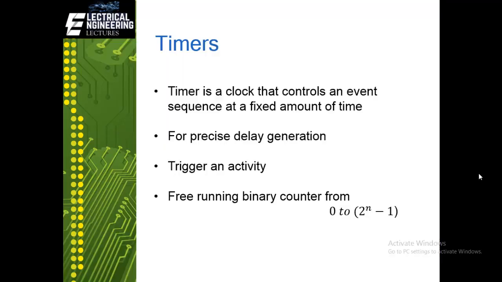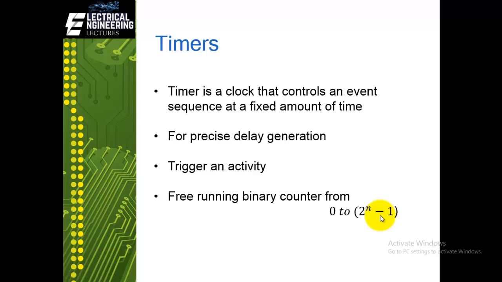So basically, the timer is a clock that controls an event sequence at a fixed amount of time. Timers are used for precise delay generation, to trigger an activity before and after a predetermined time, and to measure the time elapsed between two consecutive events. The timer inside a microcontroller is a free-running binary counter. The counter increments for each pulse applied to it. The counter counts continuously from 0 to 2 raised to the power n minus 1, where n is the number of bits the timer has.